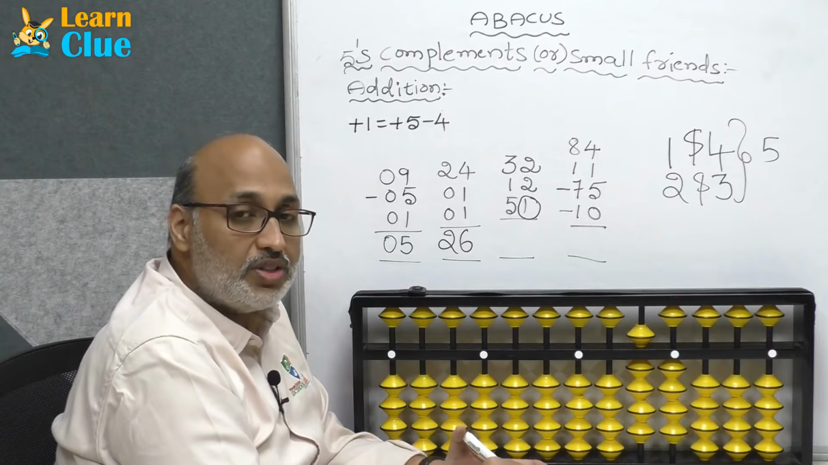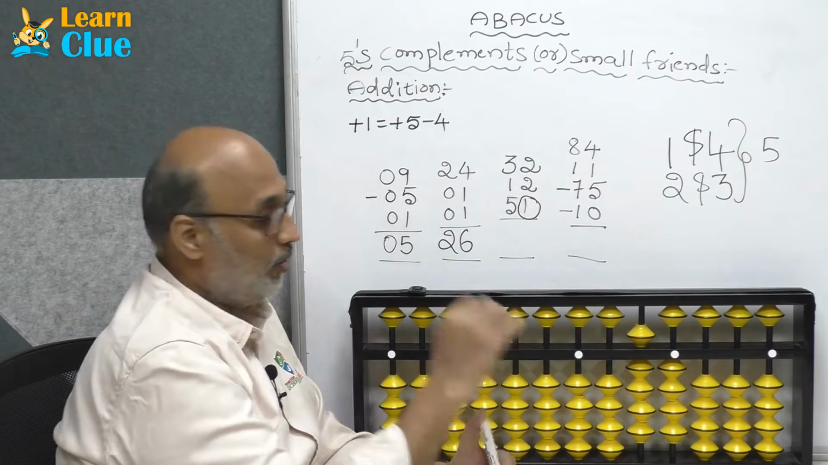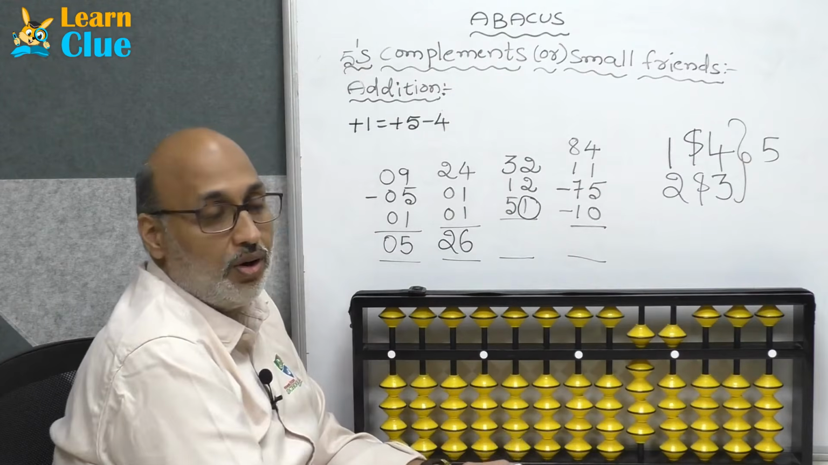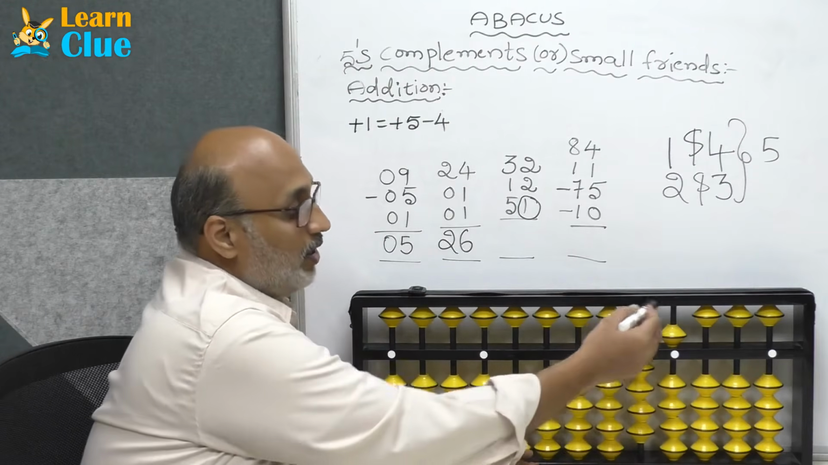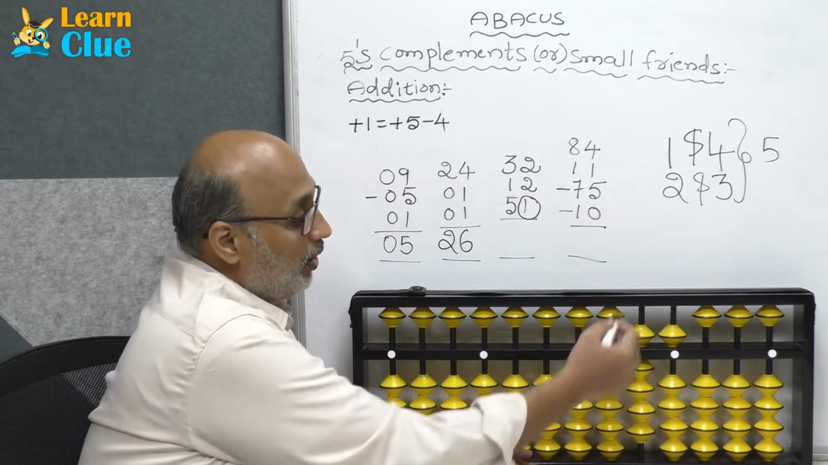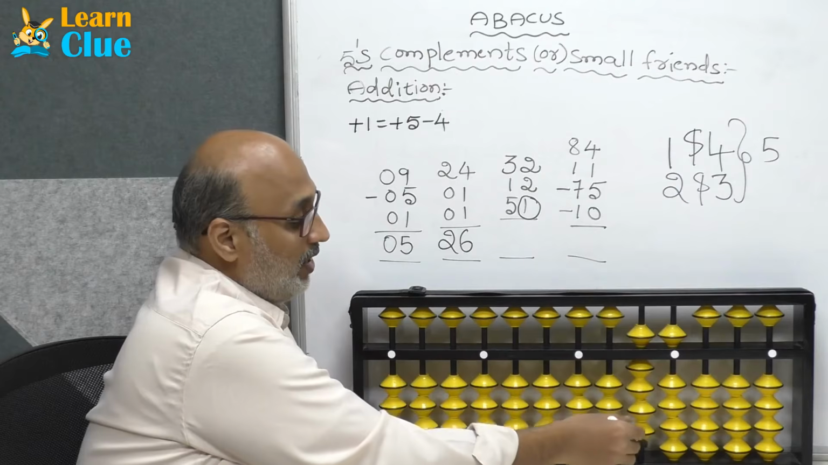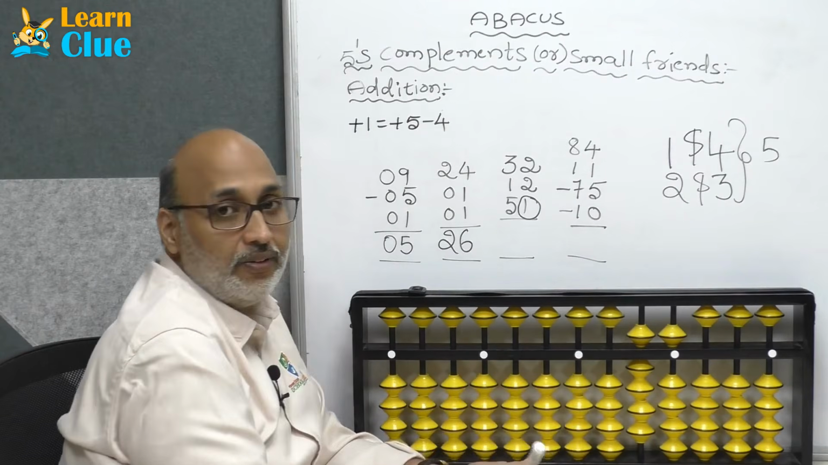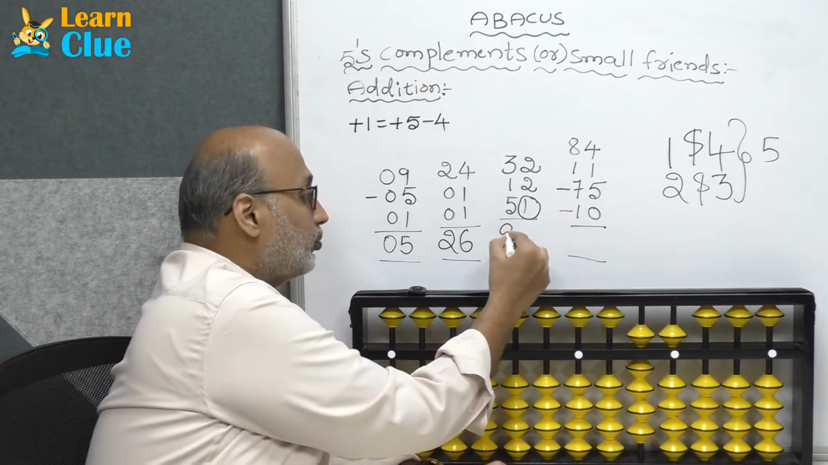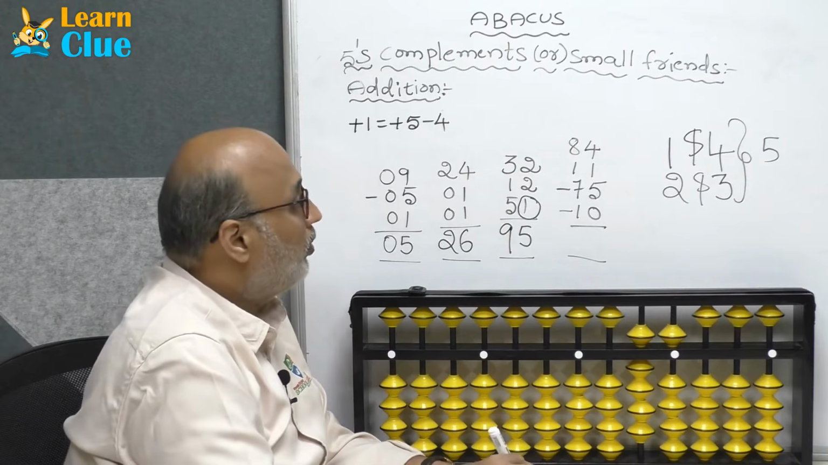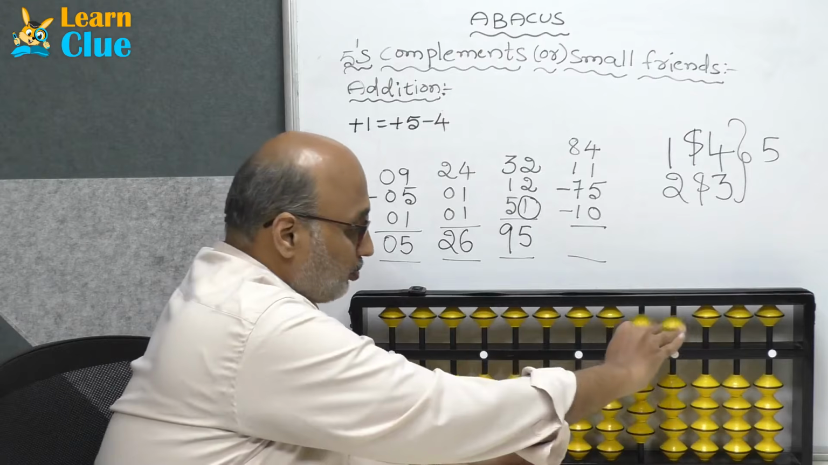Who is the friend of 1? 4. So what are we supposed to do? Plus 5 minus 4. Now what is the answer? Calculate. What is the bead value here? 50, 60, 70, 80, 95. 95 is the answer. Okay, we will see one more problem.